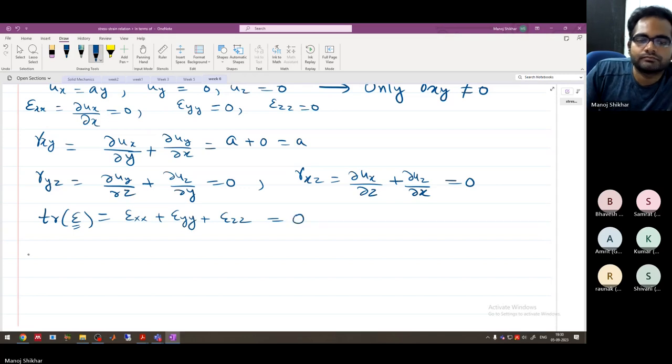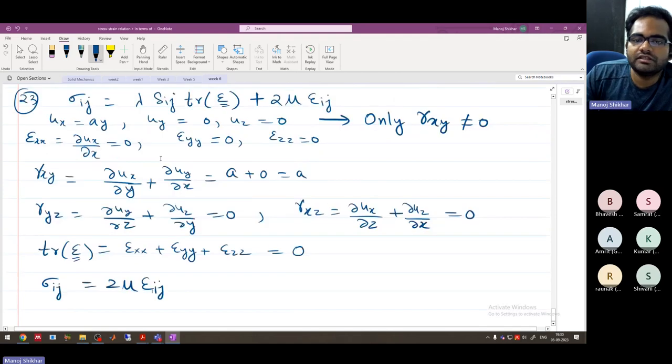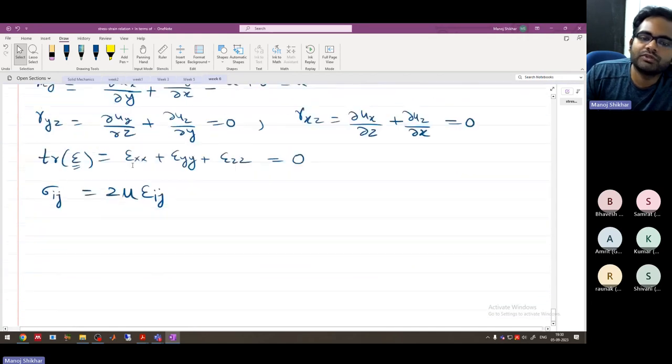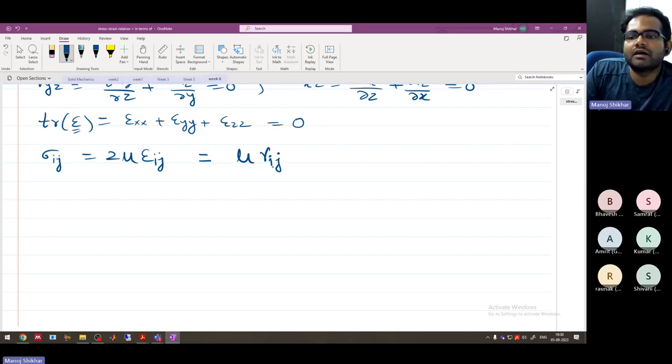So sigma is what? 2 mu epsilon Iz. Because stress E is 0, stress of epsilon is 0. So our formula reduces to 2 mu epsilon Iz. Or we can write it as mu into gamma Ij. So if I and j are equal, gamma 1 1, there is nothing called gamma 1 1, so it will be 0.